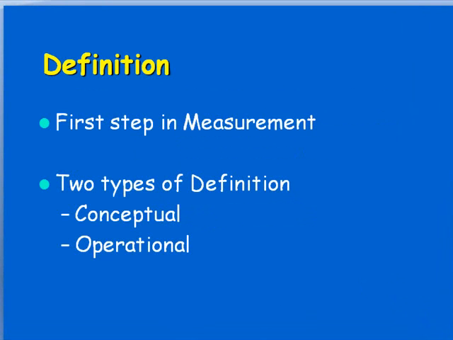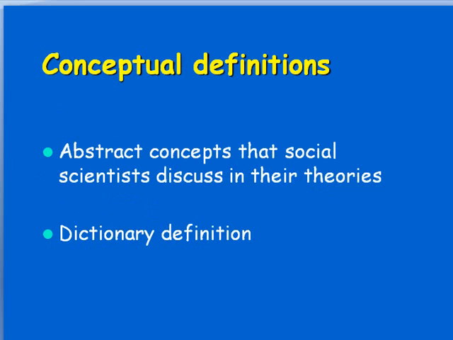The first step in measurement is defining what you're going to measure, and there are two types of definitions. There's a conceptual definition and an operational definition. Conceptual definitions are abstract concepts that social scientists discuss in their theories. Things like depression, anxiety, foster parent effectiveness, sexual abuse, and I'm sure you can think of many others.